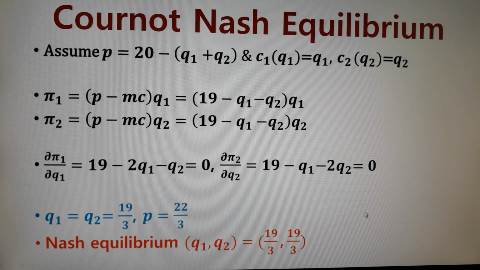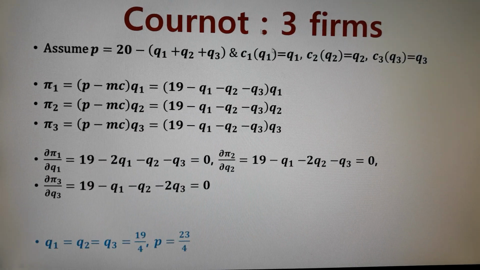Even though Nash's condition is not satisfied, like there are an infinite number of strategies, in many cases we still have a Nash equilibrium. That's why I said almost all the time we have Nash equilibrium. Anyway, this is one of the cases. Okay, Cournot with three firms. Now, P would be 20 minus Q1 plus Q2 and Q3, because there are three firms. And we assume that all marginal costs are 1, because C1Q1 equals Q1, C2Q2 equals Q2, C3Q3 equals Q3.